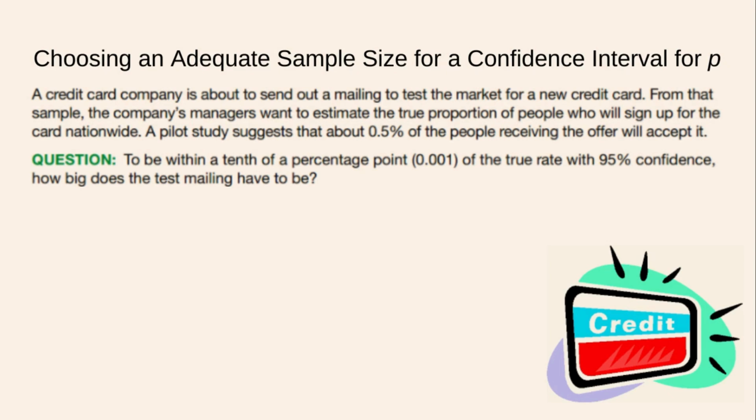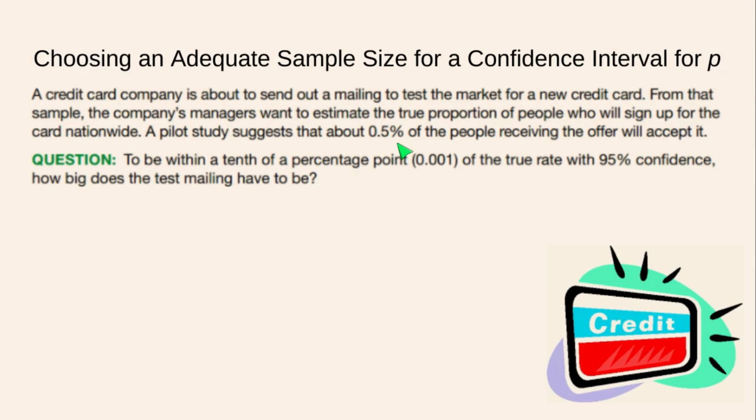Pause the video, try this on your own, use the formula, same as last time, and remember, we don't have to use 50% for p hat and q hat if we have a pilot study that gives us a value for p hat. And we can get a value for q hat from there. So give this a go, pause the video, unpause the video when you're done. Okay, I'll assume we're ready to continue.